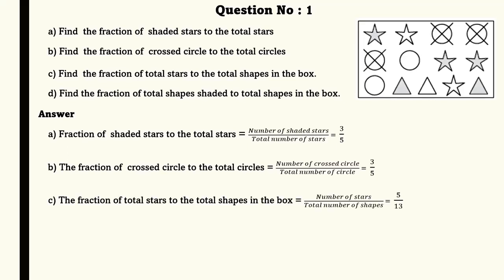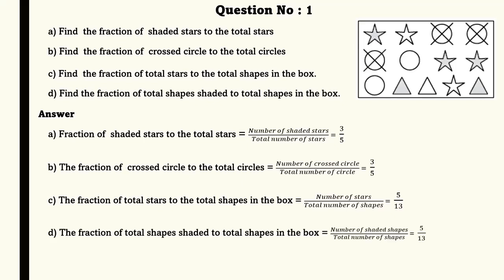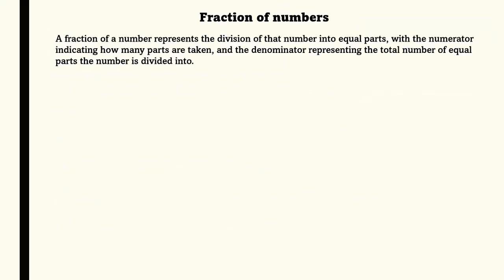C. The fraction of total stars to the total shapes in the box. Number of stars is equal to 5 and total number of shapes is equal to 13. Hence, 5 by 13. D. Find the fraction of total shapes shaded to the total shapes in the box. Number of shapes shaded is equal to 5 and total number of shapes is equal to 13. Hence, 5 by 13. Before we proceed to question number 2, let us look at fraction of numbers.